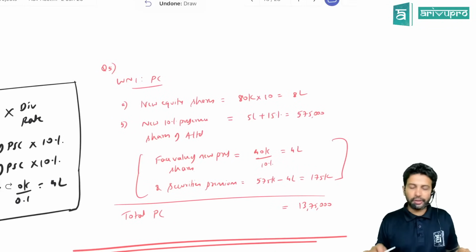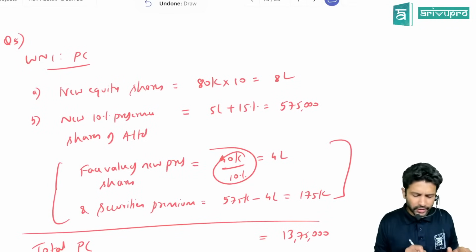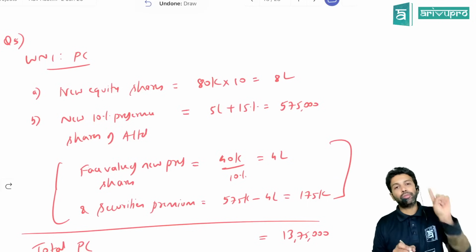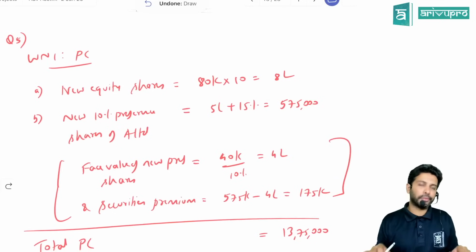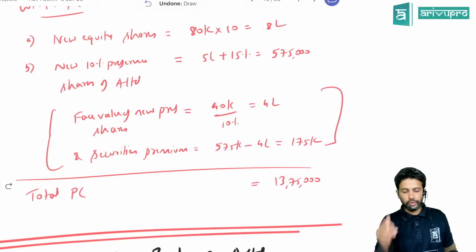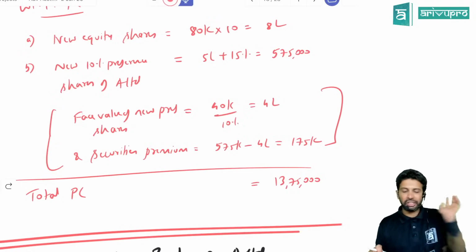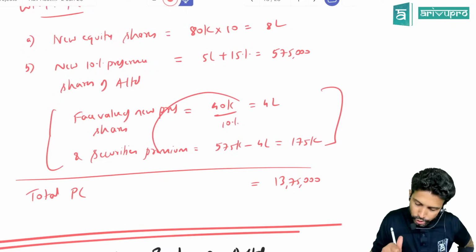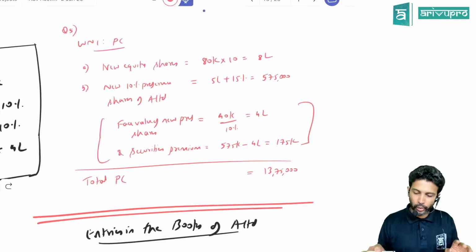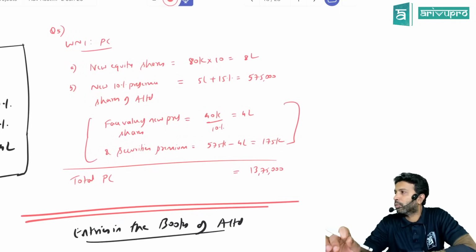Face value of new preference shares is what? Directly I've written 40,000 divided by 10%, which is 4 lakh. So in this 5 lakh 75,000, 4 lakh is the face value of preference shares. The balance constitutes your securities premium portion. So when you're passing the journal entry and in the balance sheet, this has to be captured. Even if you don't show it here, not a big deal, but in the journal entry you compulsorily need to show it. Need a minute or can I move forward?